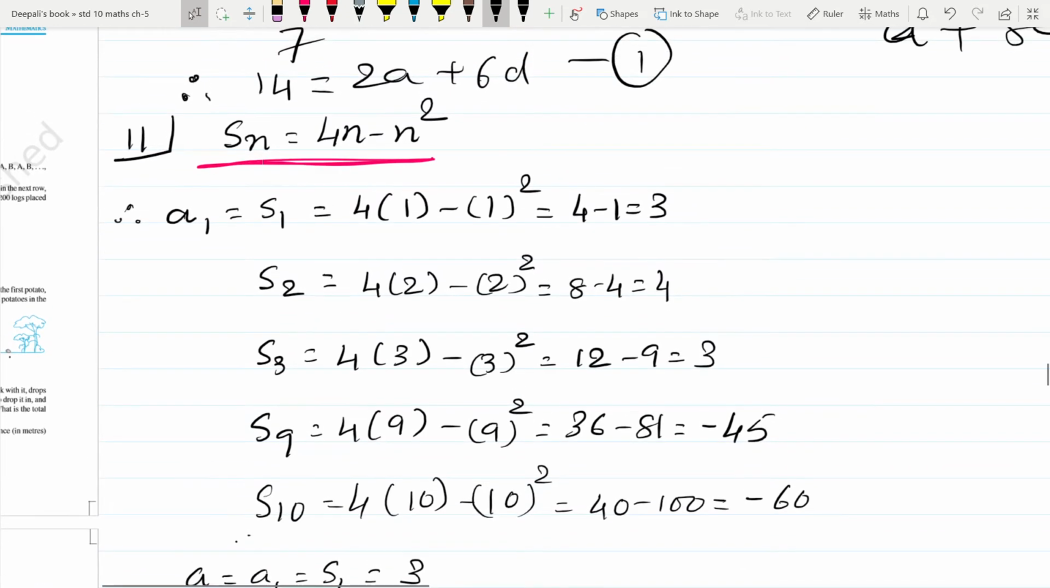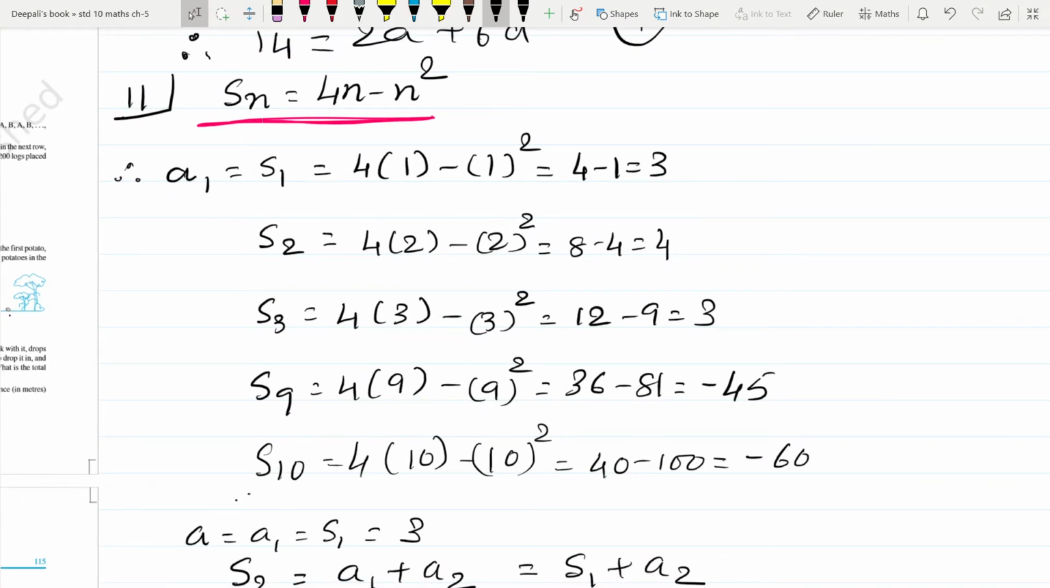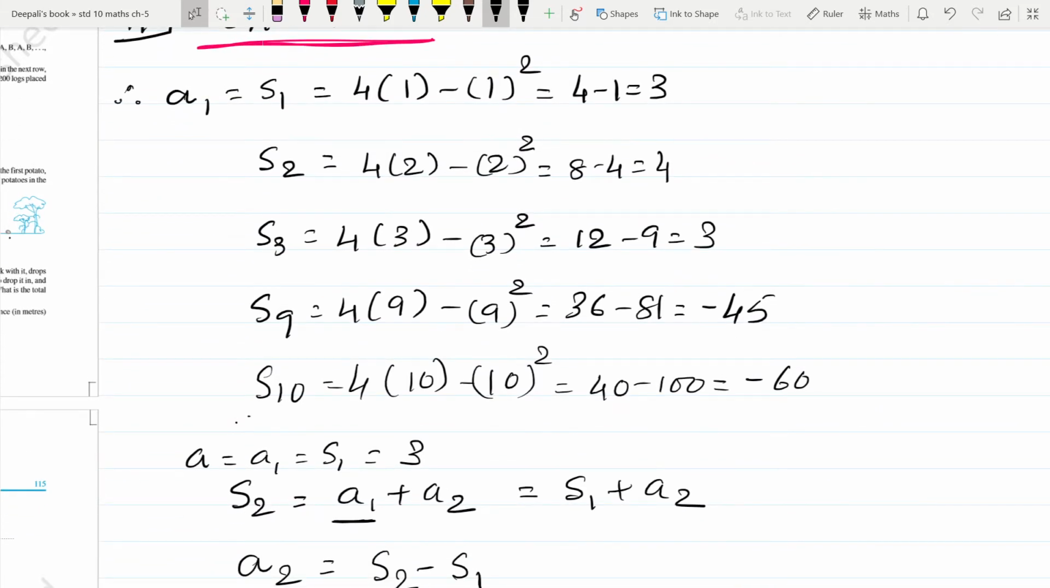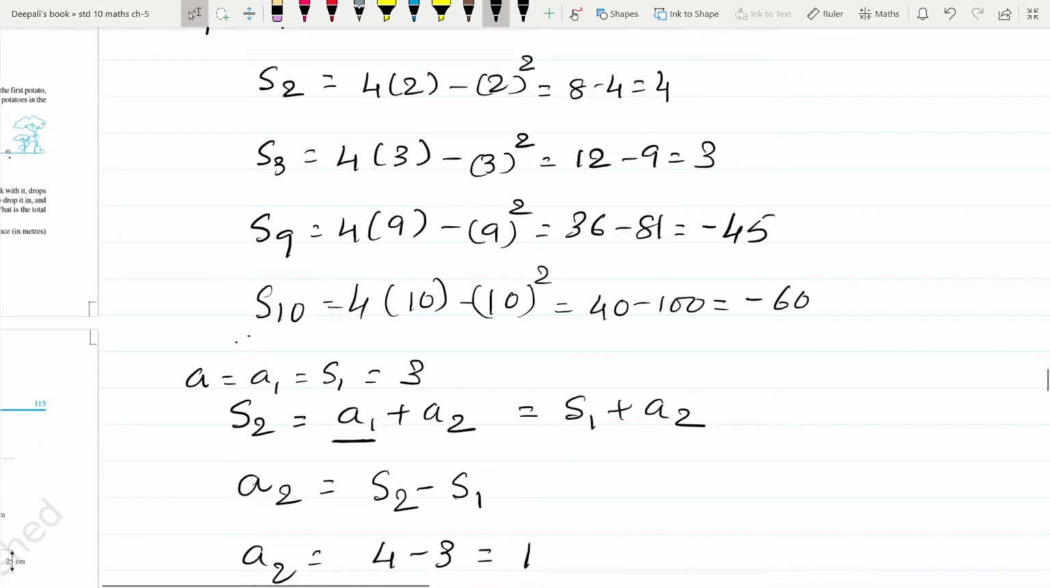So I have A1 is always equal to S1, which is 4 into 1 minus 1 square, that is 3. S2 is 4 into 2 minus 2 square, which is 8 minus 4, that is 4. S3 is 4 into 3 minus 3 square, which is 12 minus 9, equal to 3. S9 is 4 into 9 minus 9 square, which is 36 minus 81, that is minus 45, and S10 is equal to 4 into 10 minus 10 square, which is 40 minus 100, equal to minus 60. So A1 is equal to S1 is equal to 3.